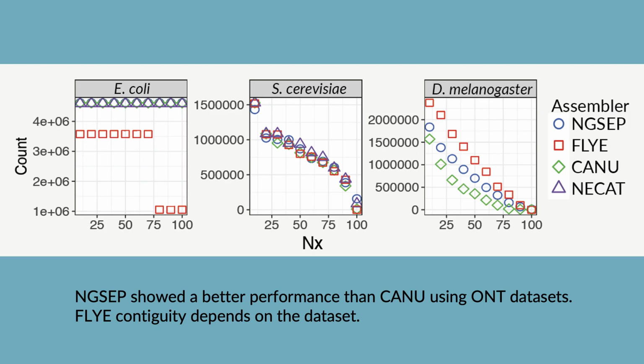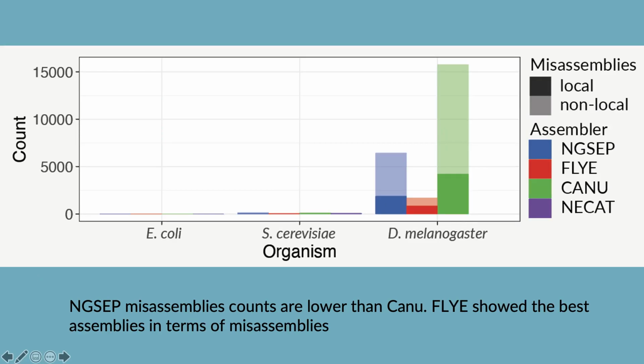Our algorithm showed a better performance than Canu and Flye in the bacteria and yeast dataset, and a better performance than Canu in the Drosophila dataset. In terms of misassemblies, we ranked second, and Flye was the most accurate.